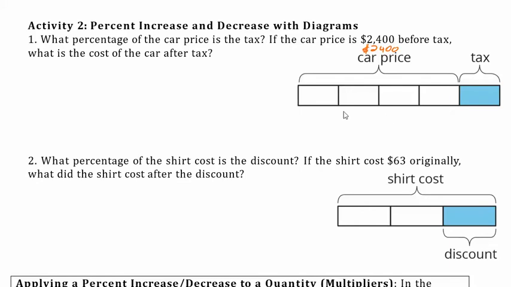Let's put a dollar amount inside each of these rectangles. We can see that this is split into 4 pieces. So if I take $2,400 and divide that by 4, each of these is going to be $600. 600 plus 600 plus 600 plus 600 is $2,400. So this tax block is equivalent to these other blocks here. So that's another $600 there for tax, according to this diagram.